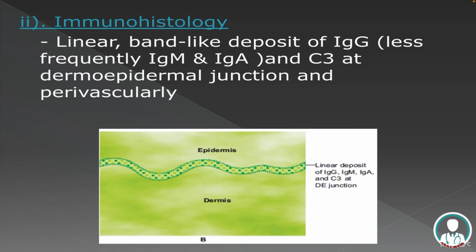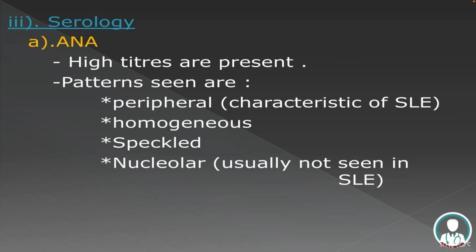Immunohistology shows linear band-like deposits of immunoglobulin G, and also less frequently IgM and IgA, and also the deposition of C3 at the dermoepidermal junction and perivascularly. Serological findings: high titers of anti-nuclear antibodies are present. The patterns seen are peripheral, homogeneous, speckled and nucleolar. The peripheral pattern of anti-nuclear antibodies is characteristic of SLE, while nucleolar is usually not seen in SLE.